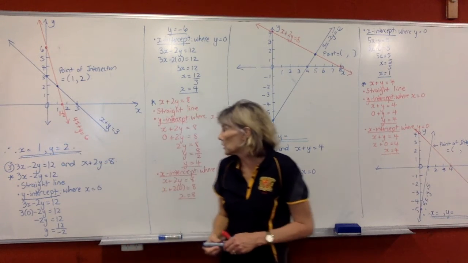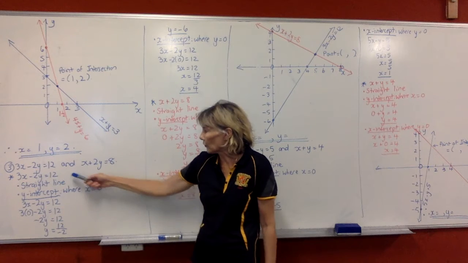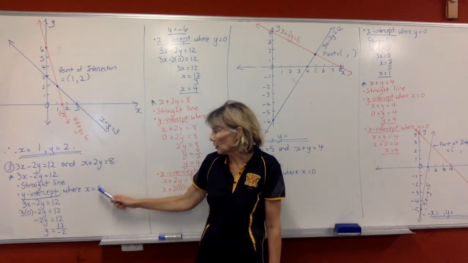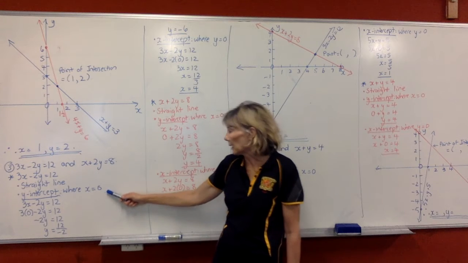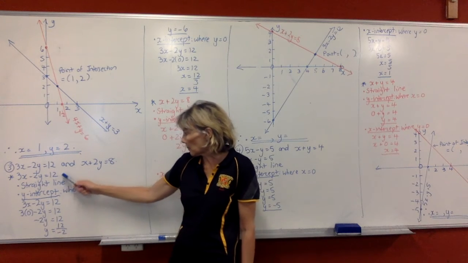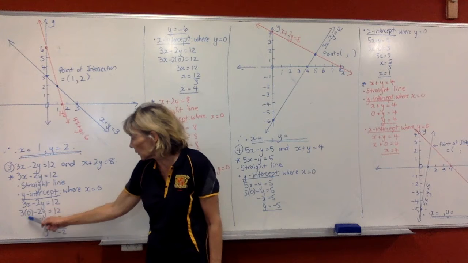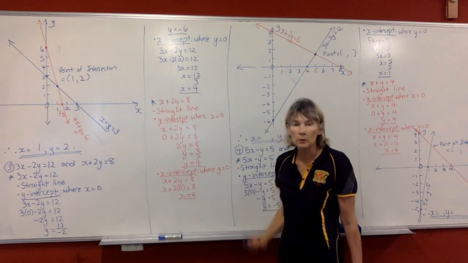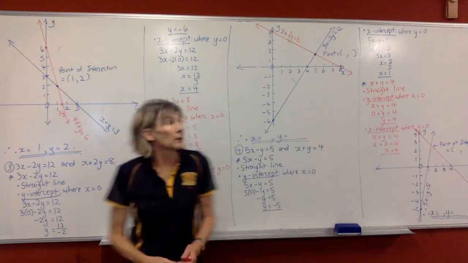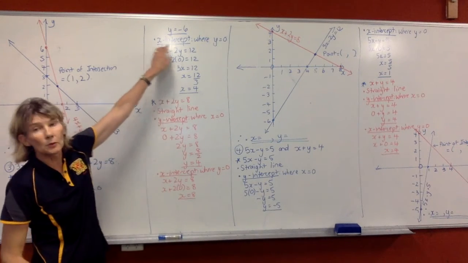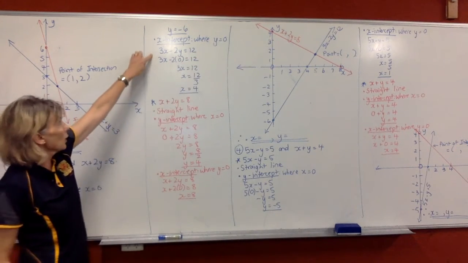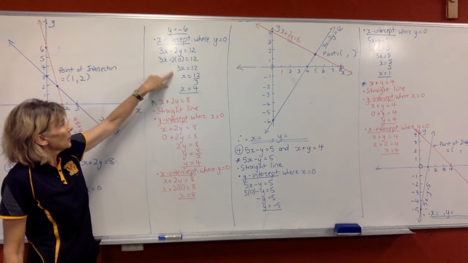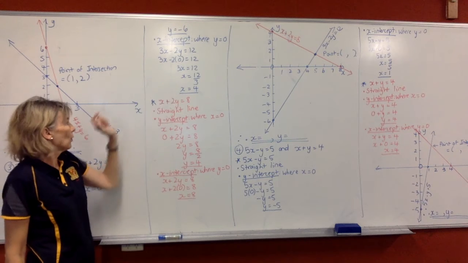Okay, the next question. So we're looking at two equations. The first one is 3x minus 2y equals 12. It's a straight line. We're going to find its y-intercept by making x equals 0. So copy down the equation, put the 0 in for x, and when you solve it, you'll get y equals minus 6. The next one, x-intercept, we're making y equals 0, so copy its equation down, put 0 in for y, and go through and solve it, you'll get x equals 4.